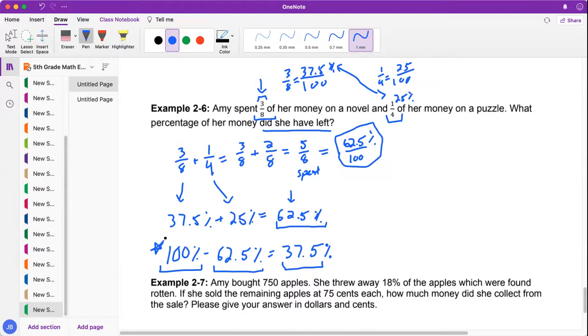And so from here, we can go to here. Does that part make sense? Or if we know that she spent 5/8, we can do 8/8, because that's the same as 1, or 100%, and subtract our 5/8, what we spent, and get 3/8. And we know that 3/8 is the same as 37.5%.